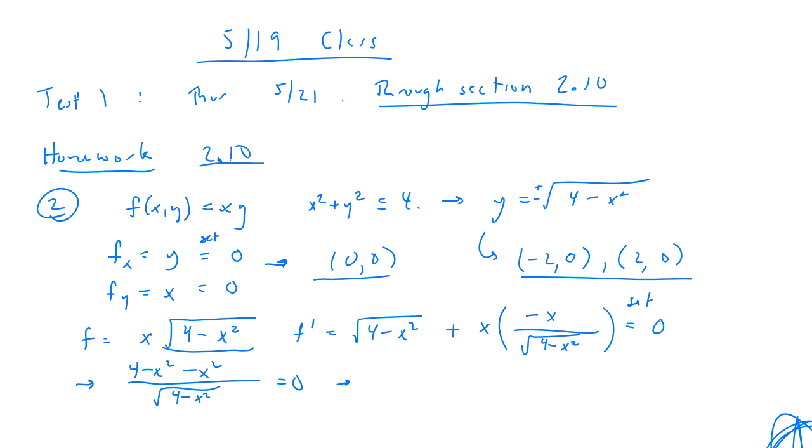So the only way this can be 0, obviously the denominator can't make it 0. So the only thing we have to worry about a little bit is if our answer ended up involving x equals 2, there'd be a problem, because obviously it's not defined at 2. But it's not. So we set the numerator equal to 0, which gives us 2x squared is equal to 4, and therefore x is equal to plus or minus square root of 2.